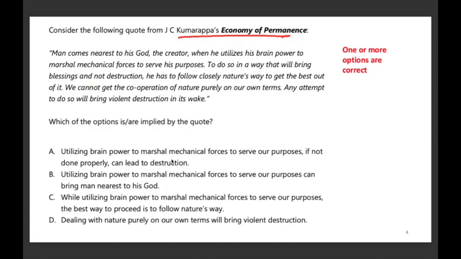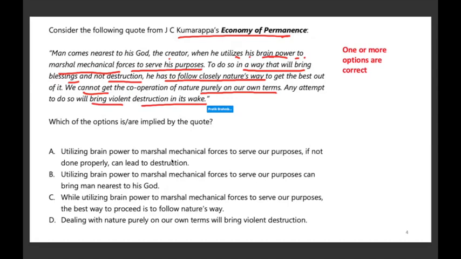Man comes nearest to his God, the creator, when he utilizes the brain power to marshal mechanical force to serve his purpose. To do so in such a way that will bring blessings and not destruction, he has to follow nature's way to get the best results out. We cannot get the cooperation of nature purely on our terms. Any attempt to do so will bring violent destruction in its wake. Okay, this is the quote.